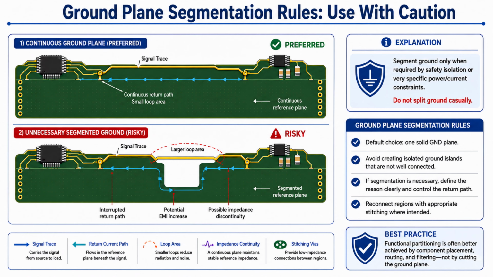This is why you should not split ground casually. Segment ground only when there is a real reason, such as safety isolation or a very specific current control requirement. Most of the time, good component placement, clean routing, filtering, and decoupling are better than cutting the ground plane. One solid ground plane should always be your default choice.